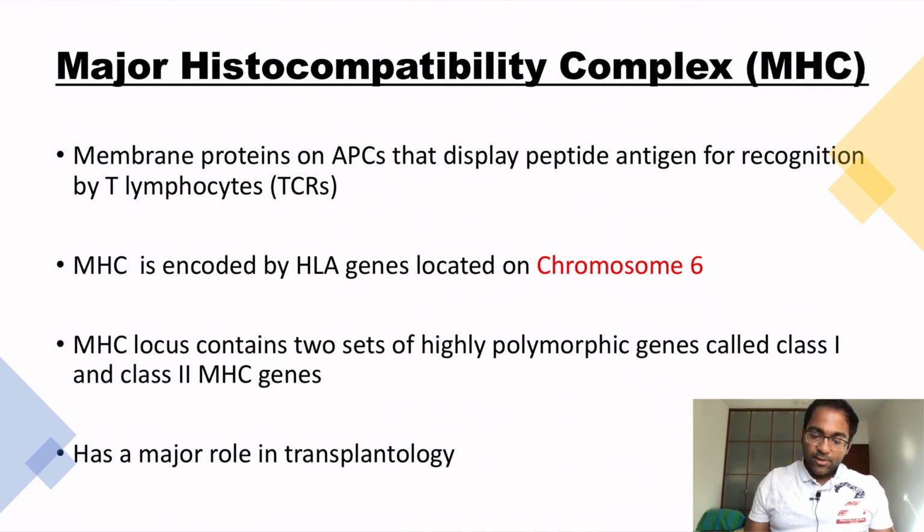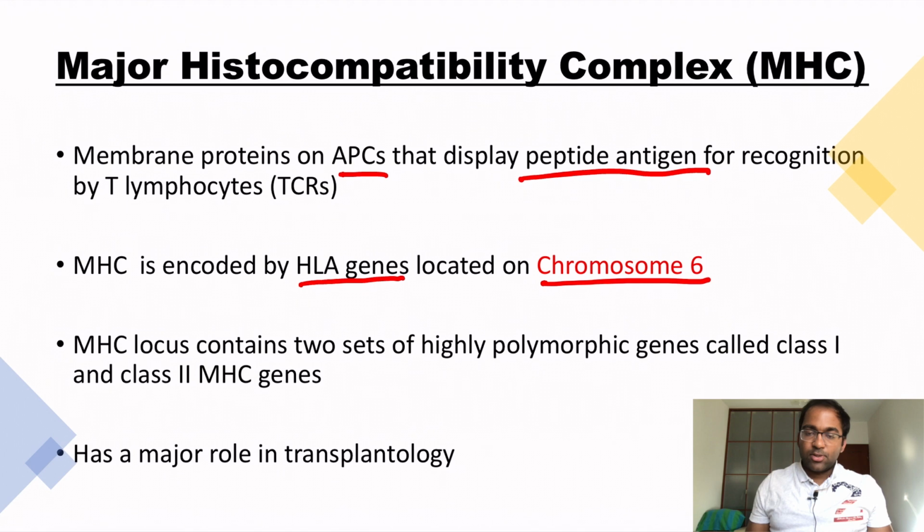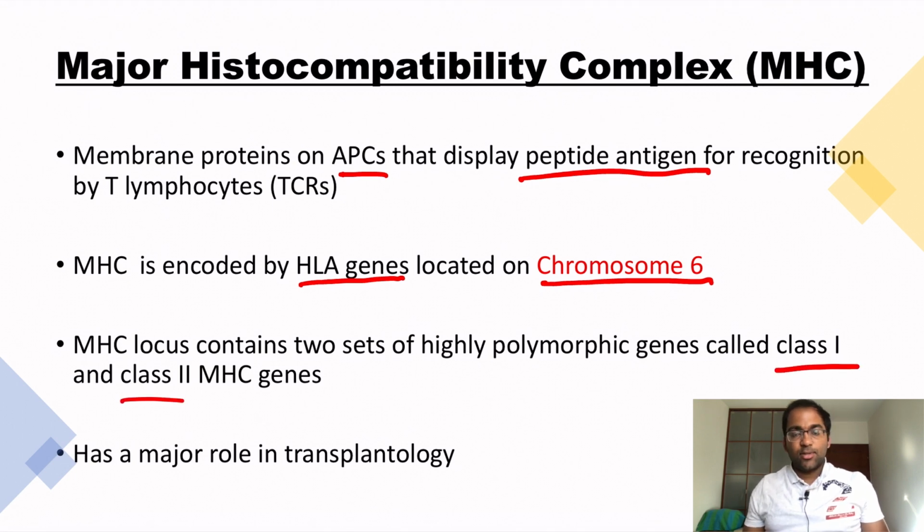That is why I say in my first line that membrane proteins on antigen presenting cells display peptide antigen for recognition. MHC is encoded by the HLA gene. Now HLA stands for human leukocyte antigen, and it is located on chromosome number 6. Very important to know. The MHC locus contains two sets of highly polymorphic genes, which are named class 1 and class 2 MHC genes. I'll be talking in detail in the upcoming slides about MHC class 1 and 2. Now this MHC has a major role in transplantology.